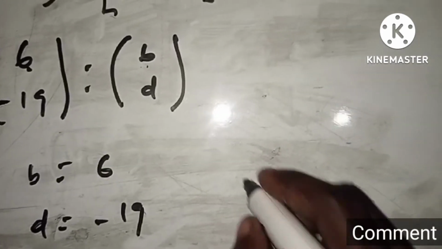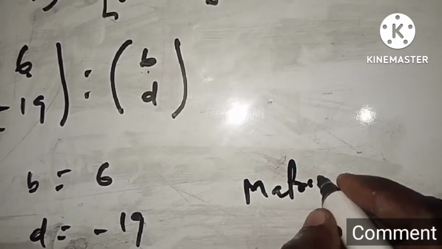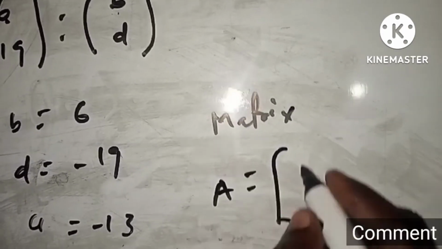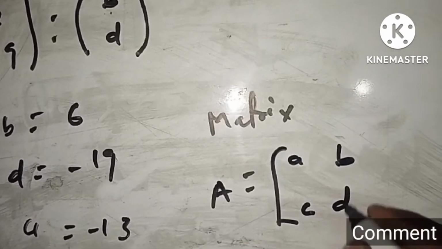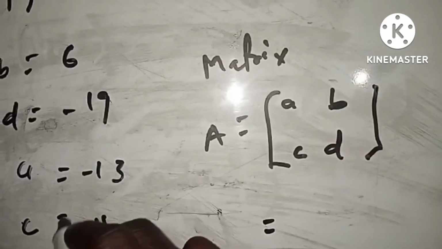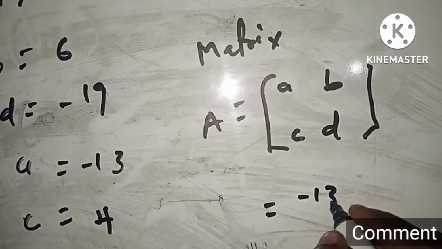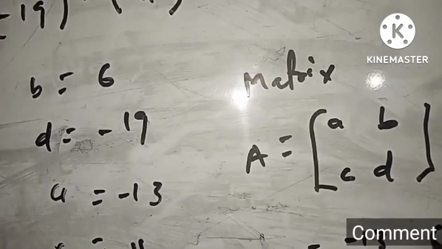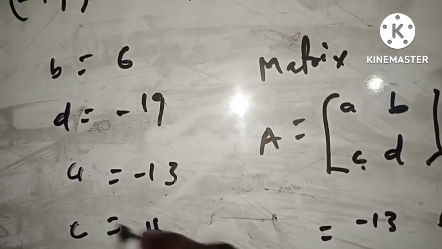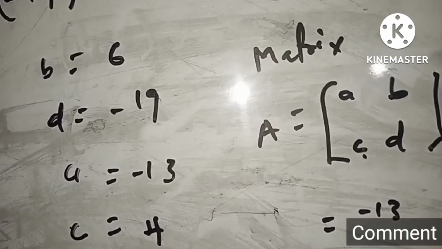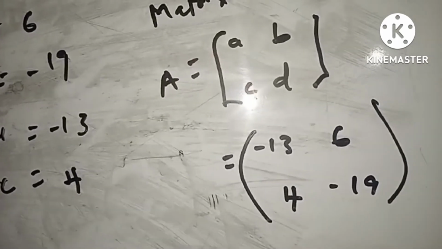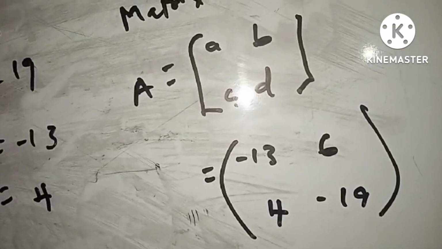So the matrix that we are going to get here, which is A, right? So A is equal to, we have A, B, and then C, and then D, right? So this is what we are having. So if you replace all the letters here, we are going to have our A to be equal to negative 13, B is equal to 6, and then C is equal to 4, right? And then we had D to be negative 19. This is what the heat or the transformer. Is that okay? So this is the matrix that is transforming all the items together.